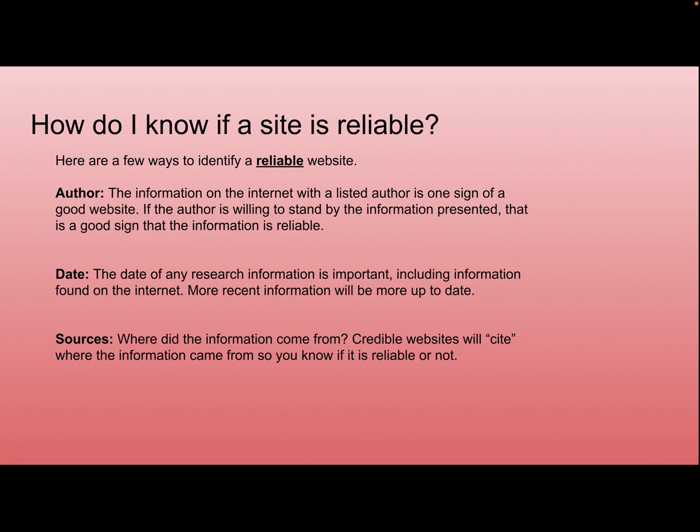So how do we know if a website is reliable? That means we can trust it. It has good information. So we're going to look at 6 different ways of identifying whether a website is reliable or not. The first thing we're going to look at is who is the author.